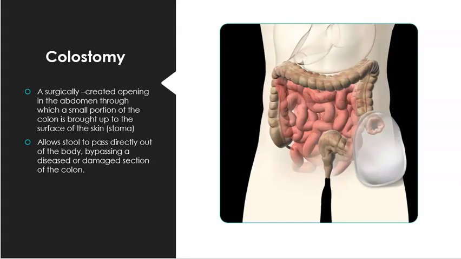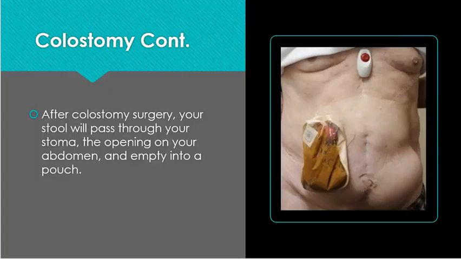Colostomy is a surgery creating an opening in the abdomen. A small portion of the colon is brought up to the surface of the skin, and that would be a stoma. It allows the stool to pass directly out of the body, bypassing a diseased or damaged section of the colon. So obviously be aware of this if you have to use a gait belt, and make sure that you are not interrupting this because it would be awful.